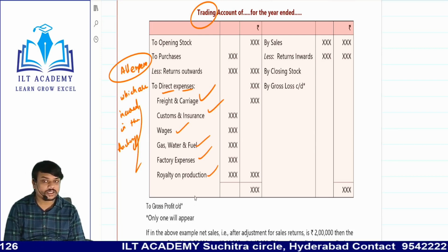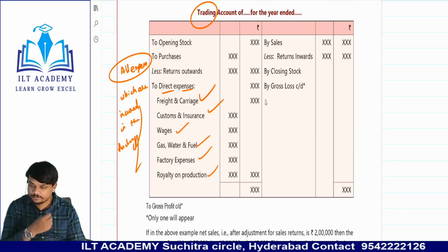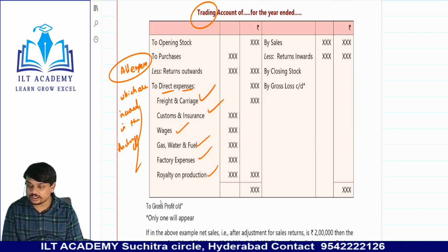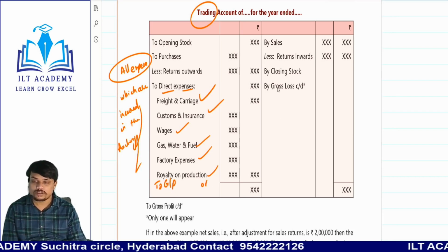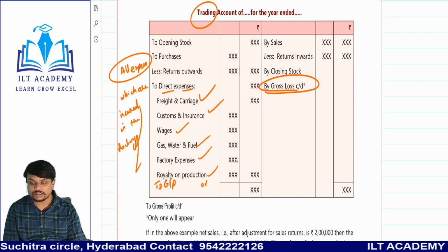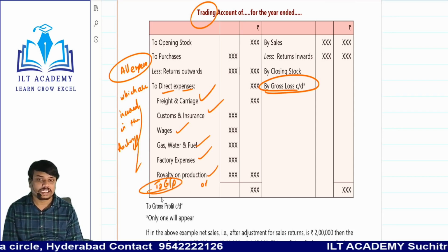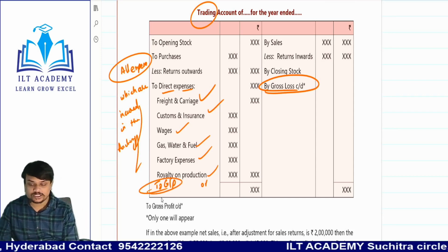From this, gross profit is the final answer. So it can be gross profit, or otherwise it can also be a gross loss. In the case of gross loss, it will be here. Gross profit will be over here. Either one is possible. This is the pro forma of trading.